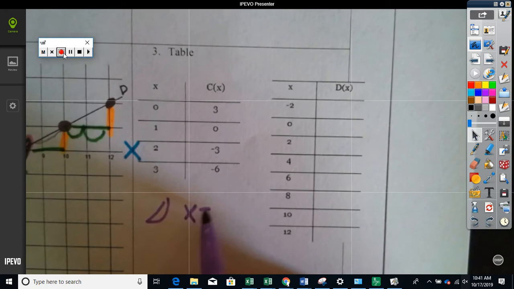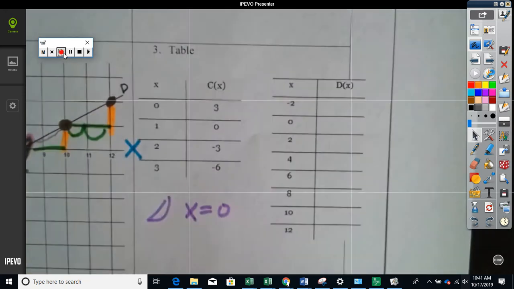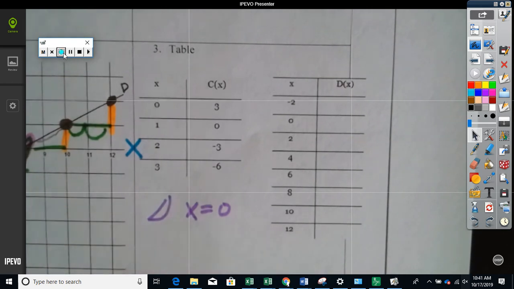It's where x equals 0. It's not the first one. It's not anything else. You have to find where 0's at. Now, what does that mean?